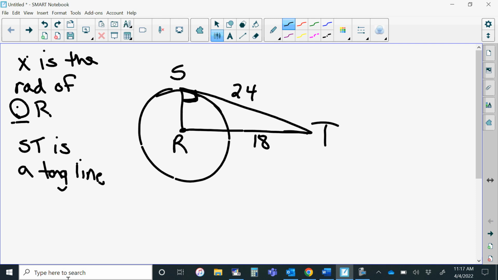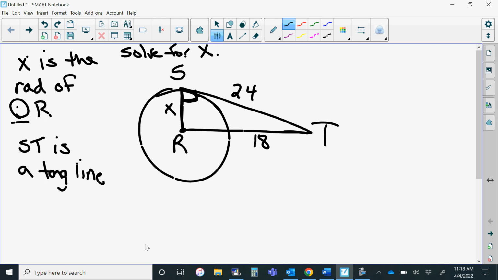Is ST my hypotenuse? No, it is not. What is my hypotenuse? RT. We're going to talk about that in a second. What is the length of SR? X. They want me to solve for X, by the way. That's the question. Solve for X. Fine, that's simple enough. We just do 24 plus x equals 18.